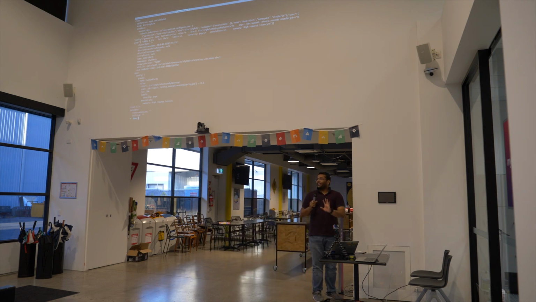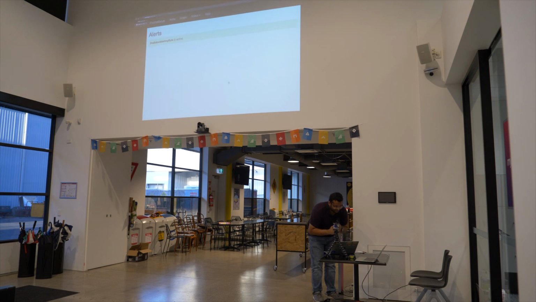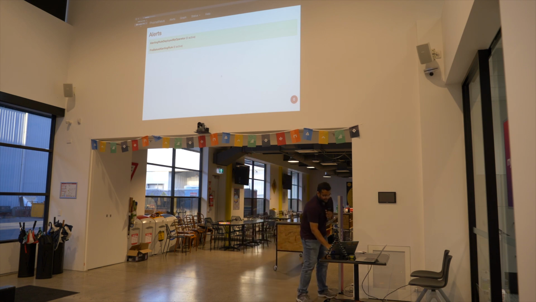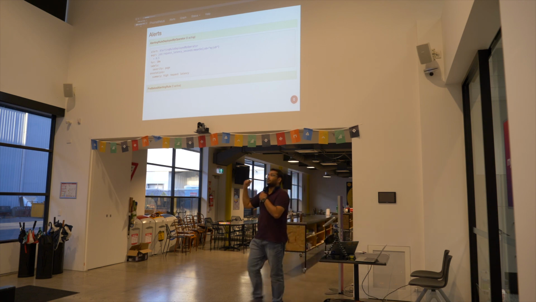But wait, before I get caught, the demo may or may not work. It's Minikube's fault, not mine. So, moment of truth, refresh the page. Hey! There it is. And it is the thing that was defined in our alerting rules.